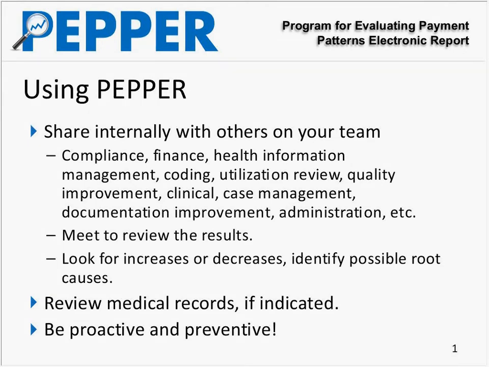Refer to the graphs to see how the target area percents might change over time. If that occurs, you might want to look into any unusual increases or decreases in your statistics. Think about what the root causes of unusual changes might be. Review some medical records to determine if there are inappropriate admissions or treatments, coding errors, or opportunities to improve medical record documentation. Strive to be proactive and preventive. The goal is to avoid the pay and chase scenario in today's regulatory environment.